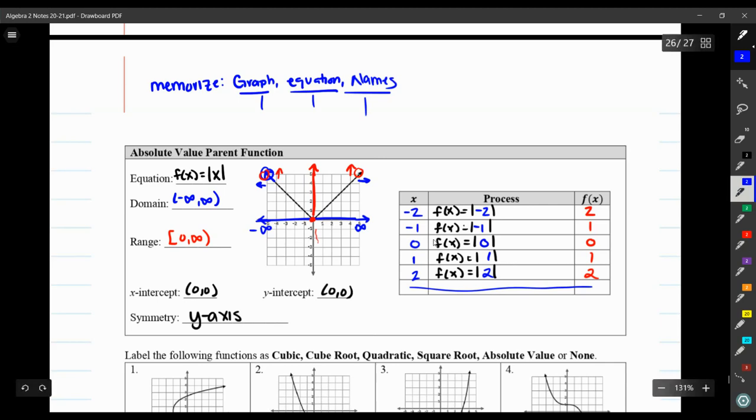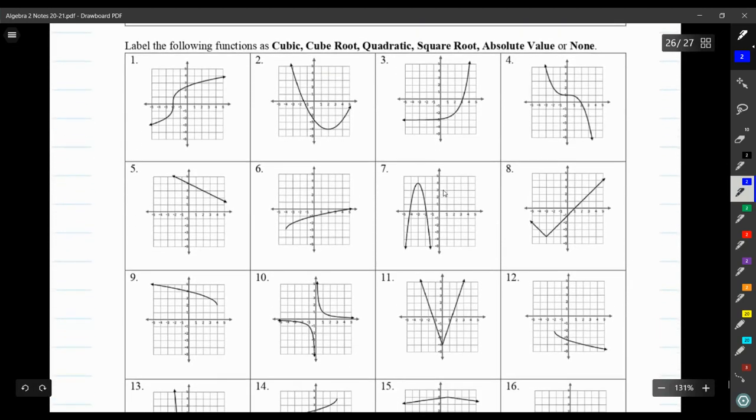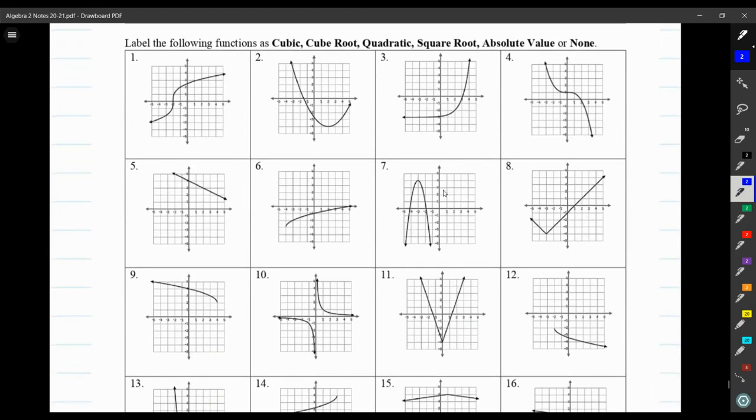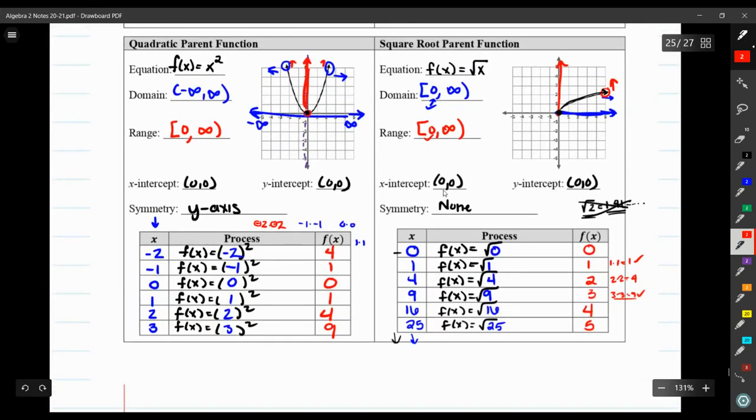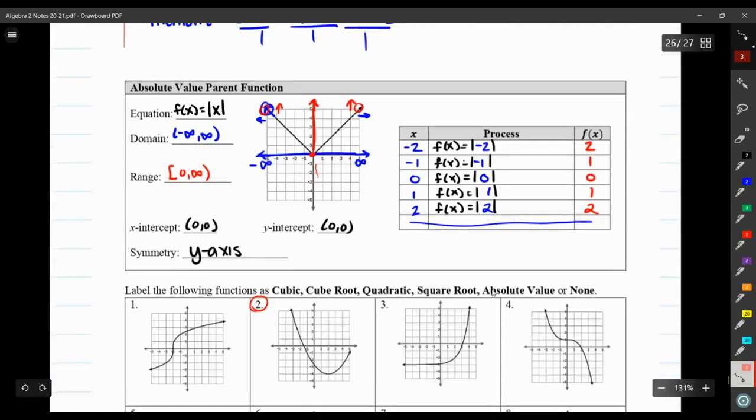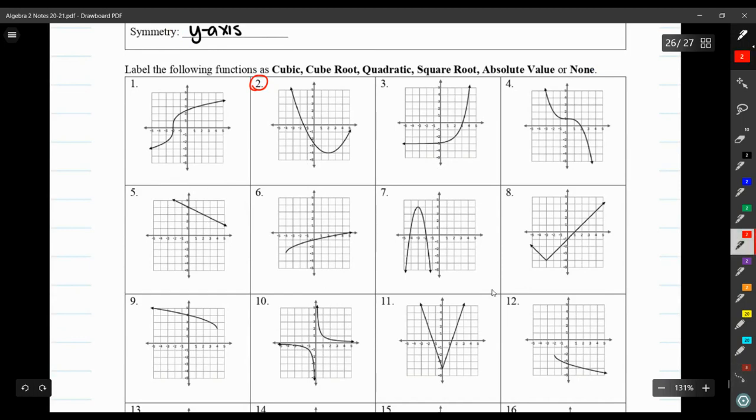Now, down here, label the following as cubic, cube root, quadratic, square root, absolute value, or none of the above. So we're going to use these graphs. These are not the parent functions, but they are families of functions. So just by knowing the graph, we're going to identify if this is a cubic, cube root, quadratic, square root, or absolute value. So I like the easy ones first. Number 2 is a quadratic, because if you look at your quadratic graph, it was that U shape. That's how you recognize a quadratic. It has that U shape here. So the number 2, we can label quadratic.